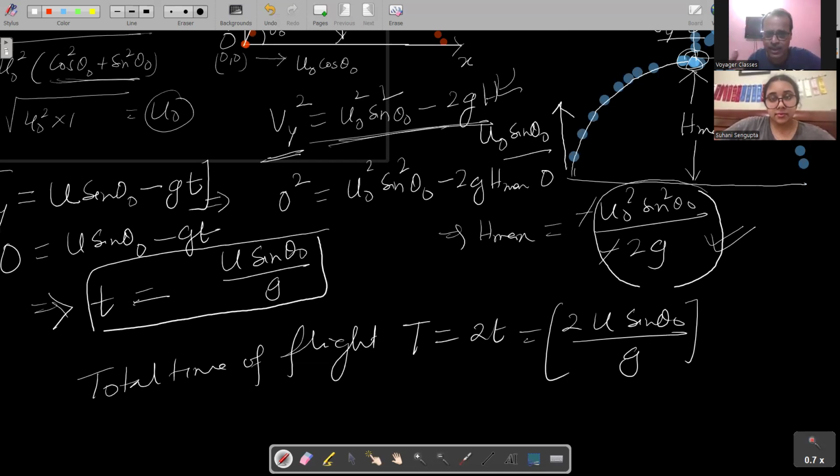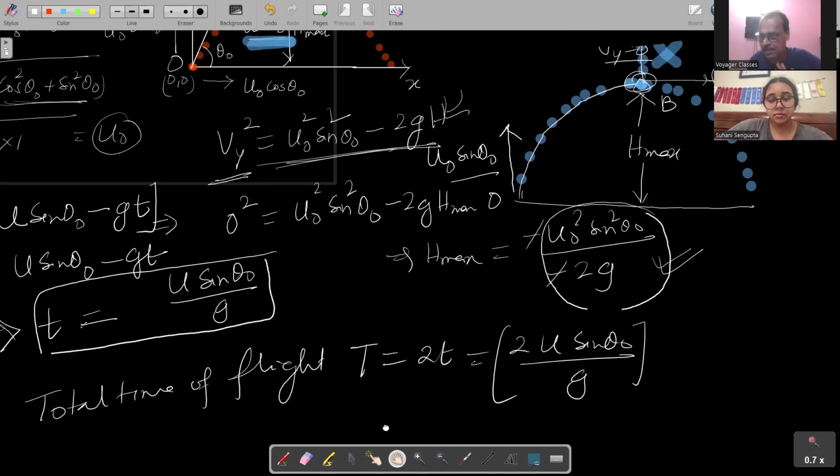You have to take this subject from the passion, from the core of your heart, because it is a subject totally based on concepts. Then only you can understand. It is not that you memorize so many formulas. It is difficult to handle this subject because it is totally based on concepts. So this is the way we try to understand this subject.